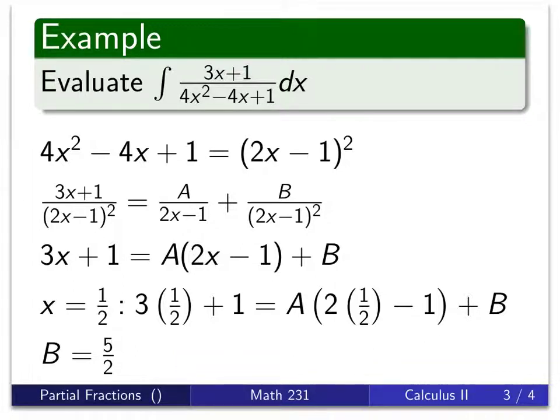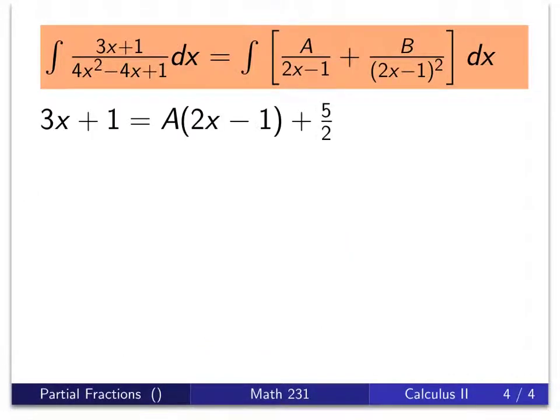Now, in order to figure out what A is, I can't pick another value of x that will eliminate B because B is not even multiplied by anything. So what I'll do is I'll take my equation and substitute B in. So just, again, a refresher as to where we were. That's what's in the little orangish area. So B was 5 halves. And now we can choose any x value we want.